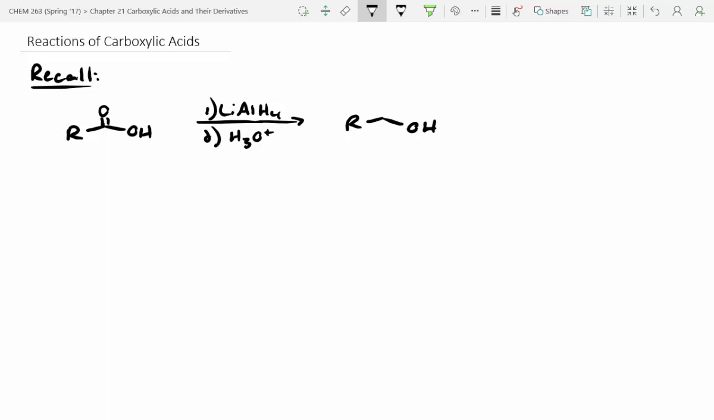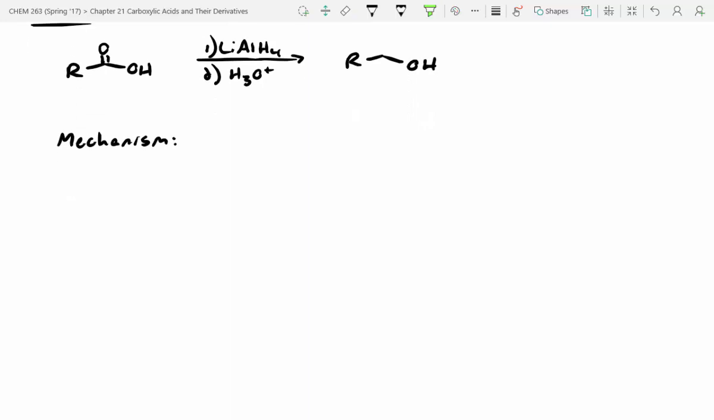Yeah, it's a super strong base. LAH would deprotonate your alcohol, so you actually have to run it in a polar aprotic solvent and then separately protonate it. We talked about the mechanism with aldehydes and ketones, but we really didn't do it with carboxylic acid. So what we've got to do is go back a little bit and talk about this mechanism, because it is a little bit different.